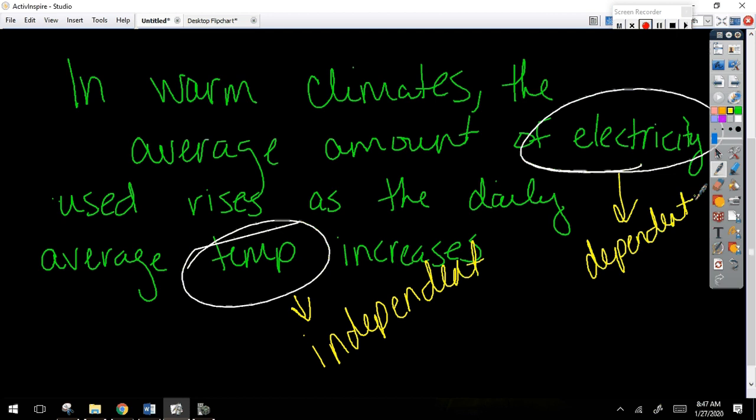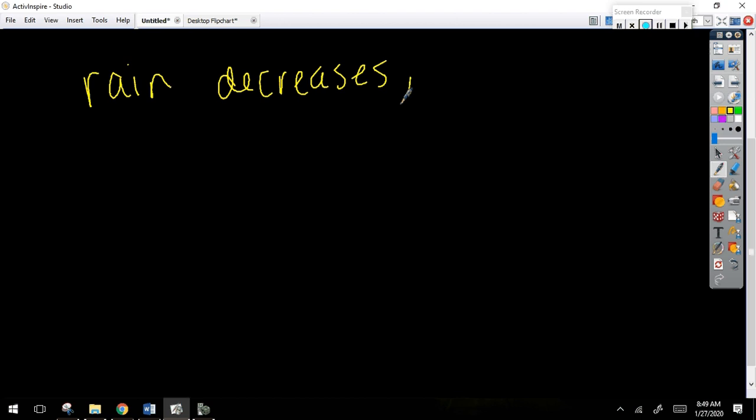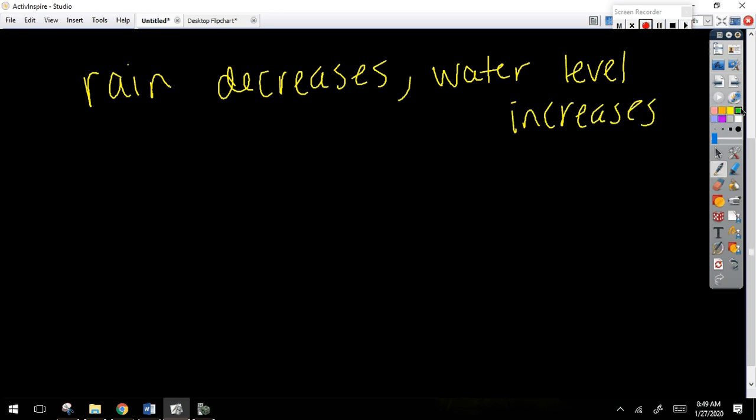All right. Let me show it to you as a graph and we're going to describe it. Don't blurt this answer out when you got it. Rain decreases, water level increases. Don't blurt it out just yet.